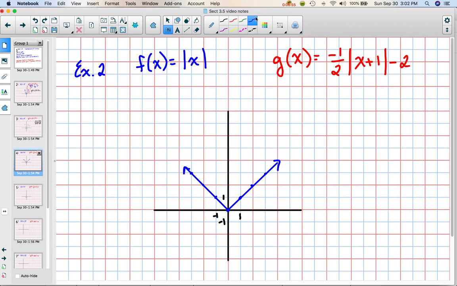All right, so let's take a look now. We know about this shifting, so it's going to go 1 to the left. We're going to go down 2. And the negative sign, this is going to reflect across the x-axis. And this 1/2, it's going to be vertically compressed.